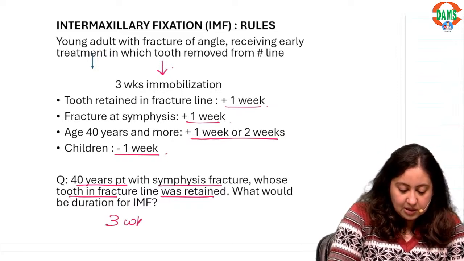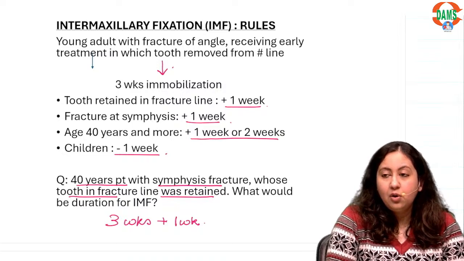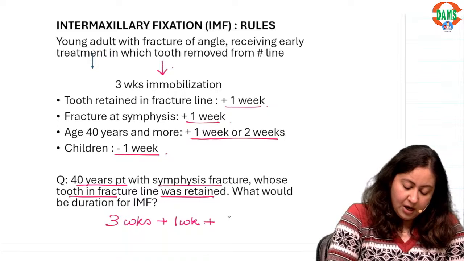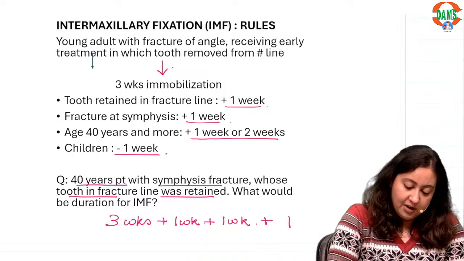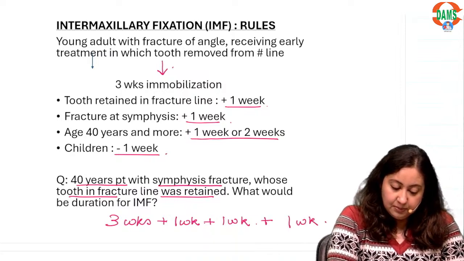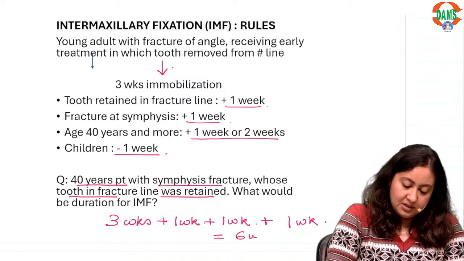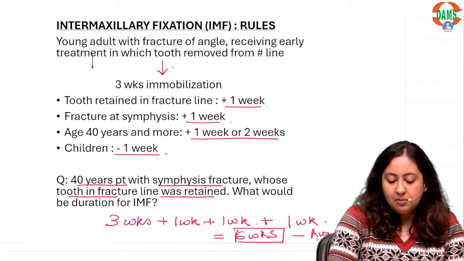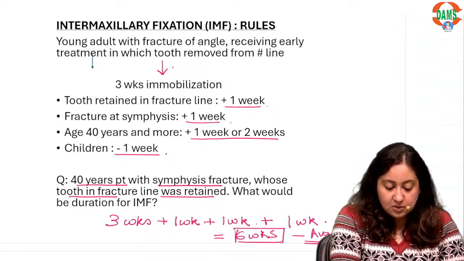So your 3 weeks is your baseline. You add 1 week for fractured symphysis, and you add 1 week for tooth retained in fracture line, and you add 1 week because the patient is 40 years. So this makes it 6 weeks. This was the average calculated by Killian K. By Killian K, this was the average that was calculated.